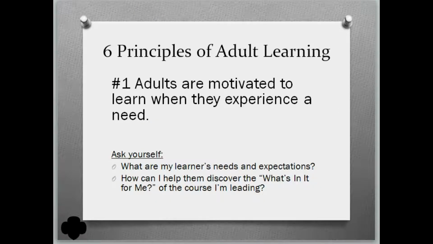Let's begin by taking a look at 6 principles of adult learning. Number 1 is about motivation. Adults are motivated to learn when they experience a need. For some Girl Scout courses, it's pretty easy to identify that need. A volunteer needs to learn, for instance, how to perform first aid and CPR, or how to take a group of girls camping. For others, it's harder to tap into that motivation.